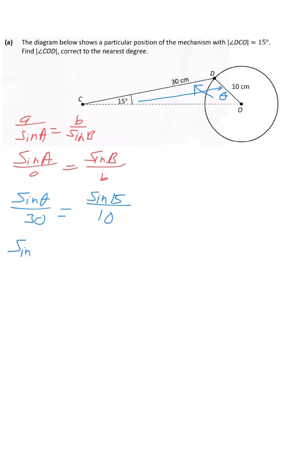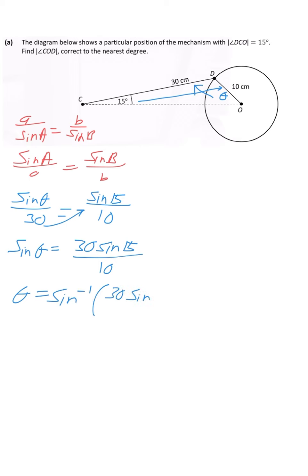So now sine theta will be, I'm going to bring up the 30 and multiply, so 30 times sine 15 over 10. So now theta is equal to the inverse of sine of 30 sine 15 over 10. Putting all this into the calculator now gets us 50.9, and it's corrected to the nearest degree, so that means theta equals 51 degrees.